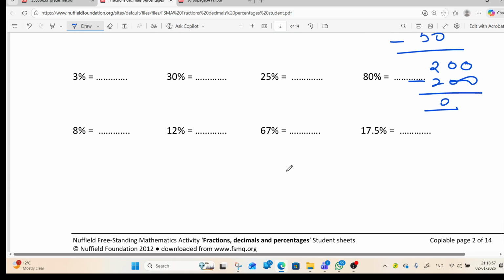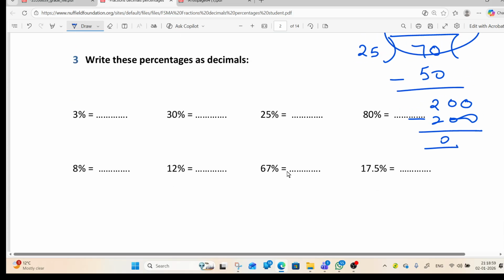Write these percentages as decimals. So 3%. First convert 3% into a fraction. 3% as a fraction is, quickly. 3 over 100. Yes, percent means out of 100. So 3 over 100. And write this as a decimal, 3 over 100.